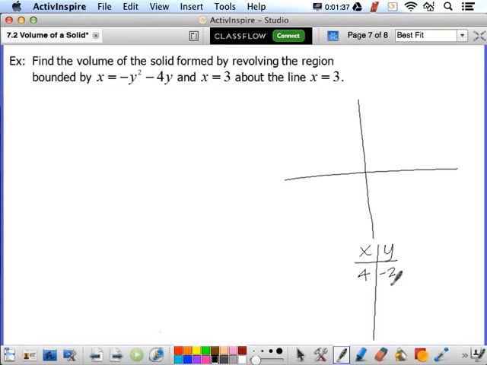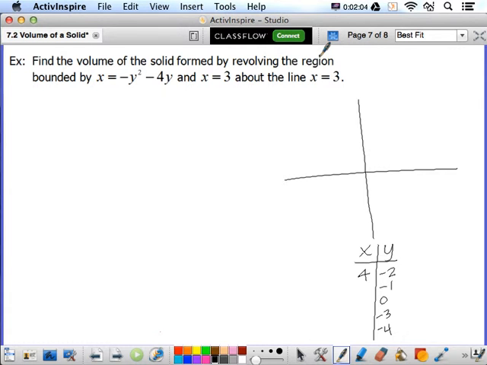Then what we need to do to graph a parabola is pick a couple of points around the vertex. Because we want to pick our y values, we want to pick negative 1, 0, negative 3, negative 4. That'll give us a good idea of what that sideways parabola looks like. We're going to pause and let you guys see if you can get that table filled out, and we'll get that graphed.